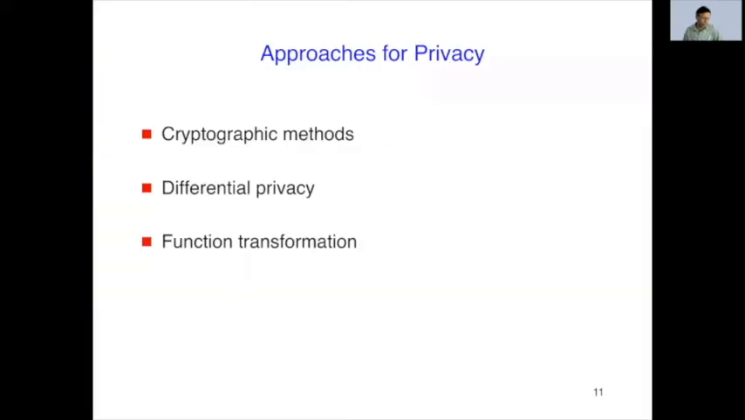So distributed optimization is just one example of multi-party computation. There is a large body of work on cryptographic techniques for multi-party computation. And one can apply some of those in principle to optimization as well. But there are other methods such as differential privacy and what I'm calling function transformation here, but later on we'll see that. I'll get into some details of that.